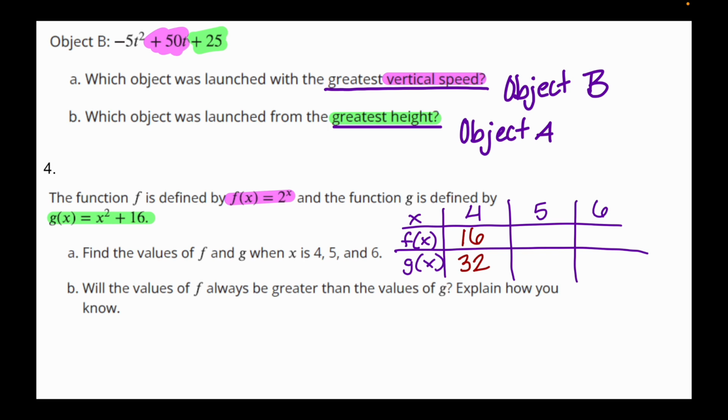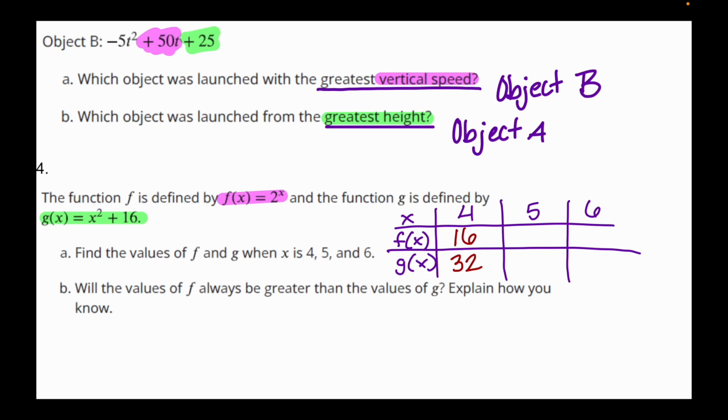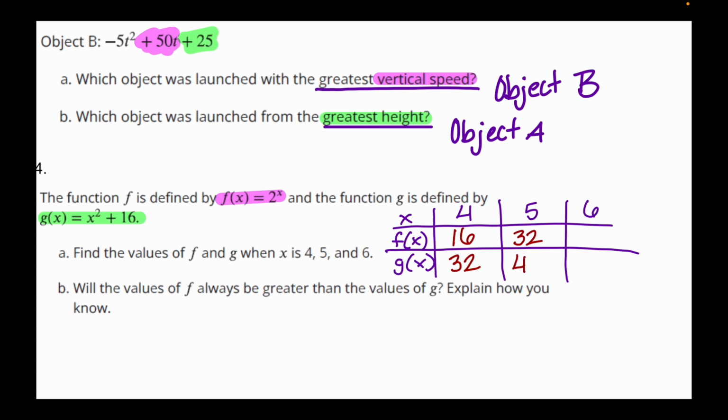Okay, for 5. 2 to the power of 5, it's going to be 32. And then if we have 5 squared plus 16, we're going to get 41, because 5 squared is 25, and then we add 16 to that.